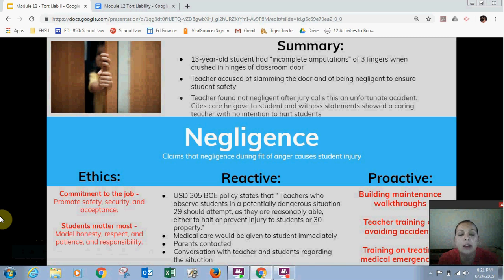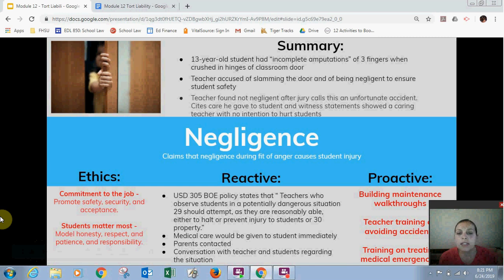The only statement that kind of went against that and contradicted it was that he had been seen slamming doors in the past when the class was unruly and he was trying to get their attention. Many said that they didn't think this was the issue, so the court came back and said that this was not a case of negligence.